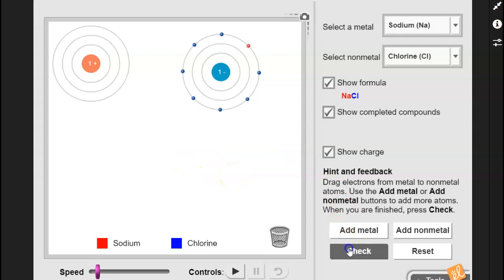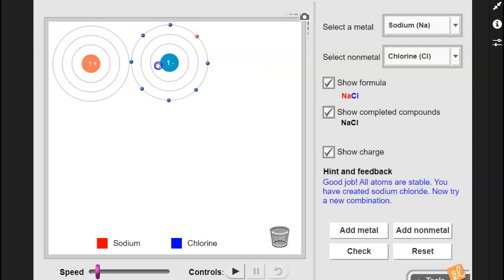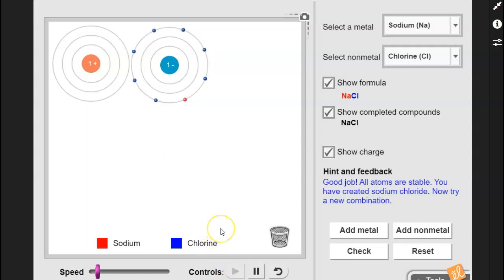I'm going to hit check. And it says, good job. I have created sodium chloride. So that's the name of these guys that would be together. Because after this happens, the positive and negative would stick together and they would be bonded together. So that's pretty cool. So it would look something like that.